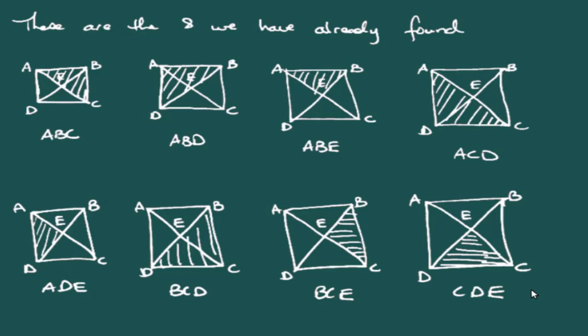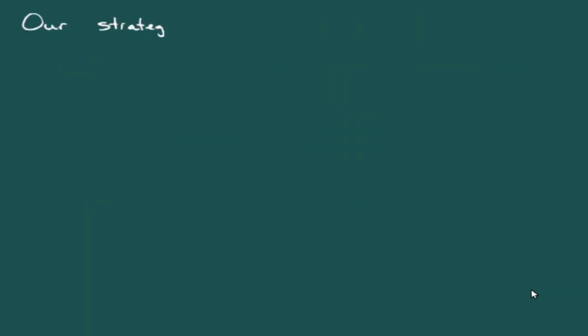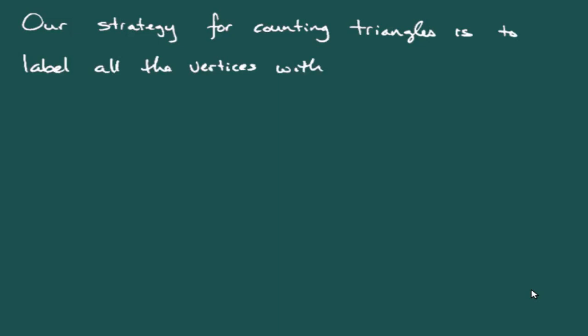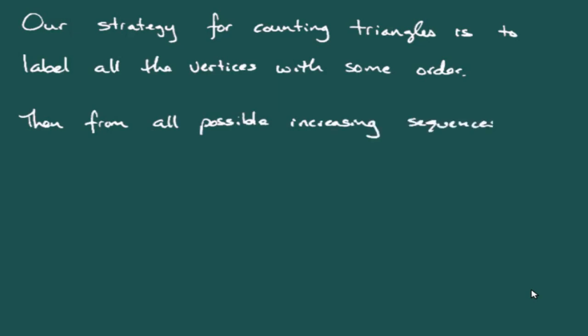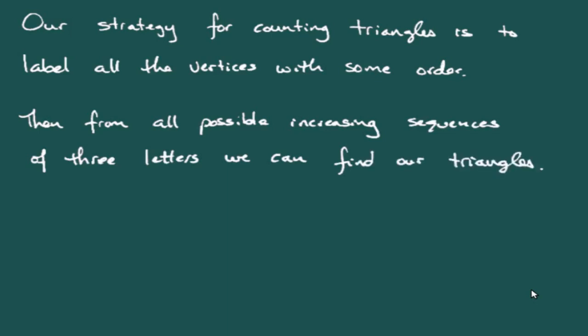In fact, it does, and this really gives us a strategy for counting all of the triangles in a geometric figure that somebody may hand us. And so our strategy may be something like we want to label all of the vertices with some kind of ordering. Now that could be alphabetical ordering, A, B, C, D, E, and so on. It could be a numerical ordering if we wanted to use numbers, 1, 2, 3, 4, 5, 6, something where we can arrange those things in a particular order.